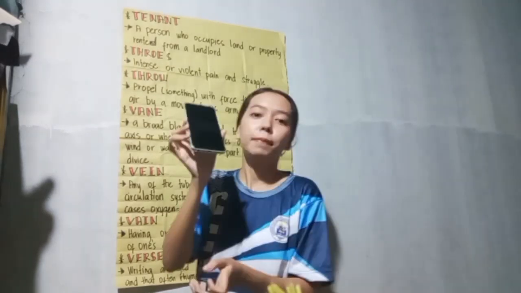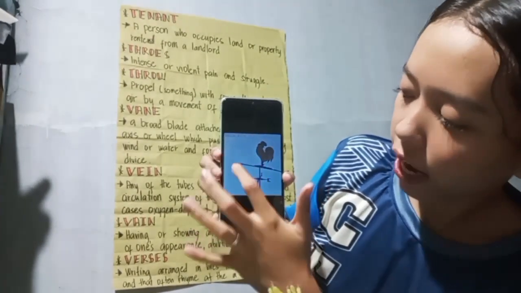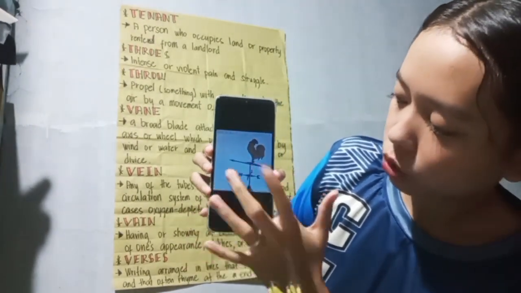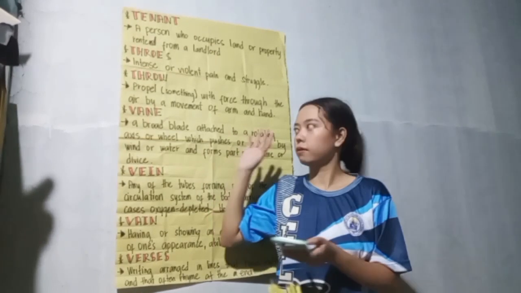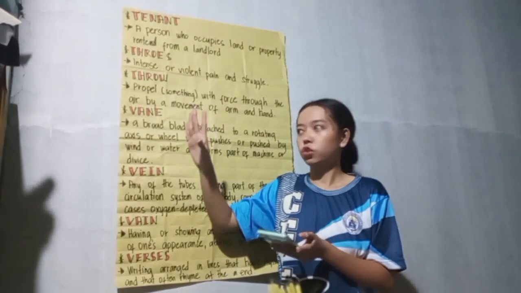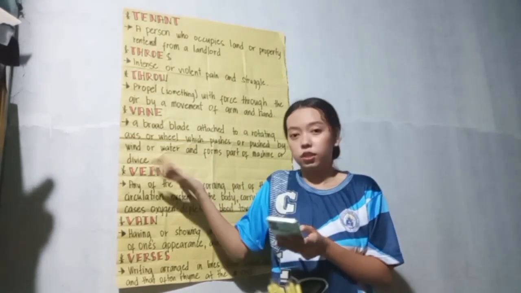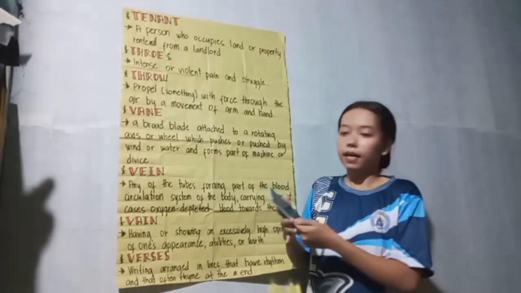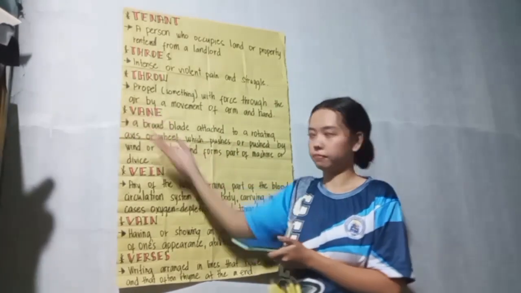Here, let me show you. Here is the example of vane. Yung parang may rooster, arrow, then south, east, west, north. Ganun. So, dito malalaman pag nag-move yung wind, nag-move din yung arrow, yung south, east, west, ganun. Yun yung tinatawag na vane.